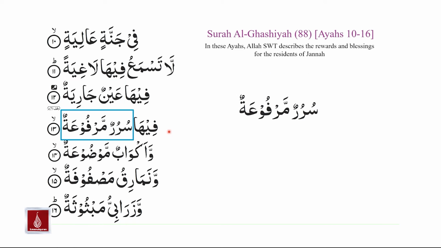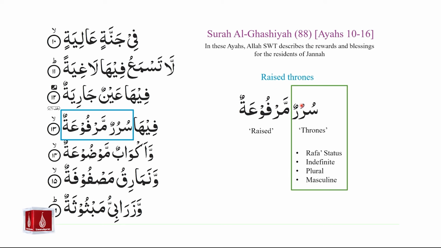In this ayah, we have Sururun Marfuwatun. Sururun means thrones and Marfuwatun means raised. Taken together, Sururun Marfuwatun means raised thrones. Sururun is Rafa in status because of double pesh at the end of the ism. It is indefinite in capacity. It is plural and masculine.